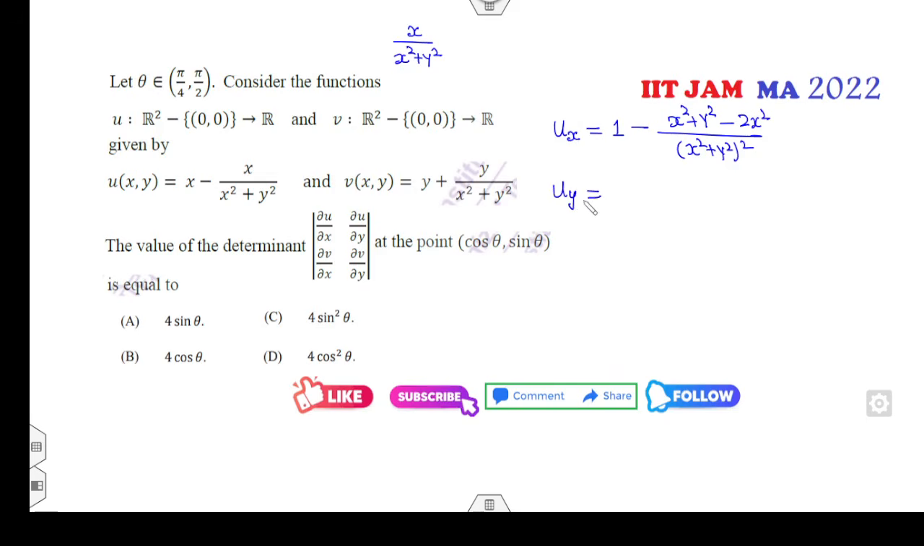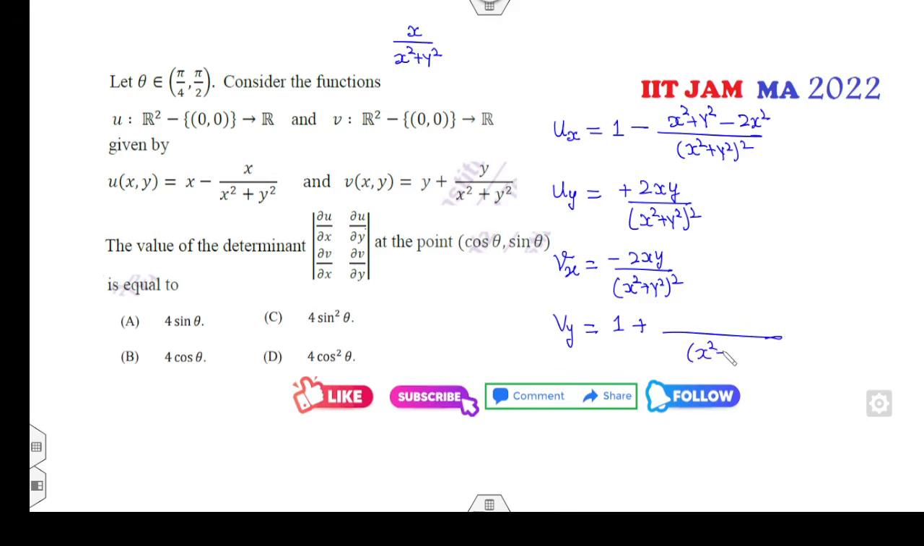Similarly, partial derivative with respect to y. So y is, first part is 0, then minus 2xy divided by x square plus y square and whole square. Similarly, v with respect to x, it's 0 minus 2xy divided by x square plus y square and whole square. Partial derivative with respect to y is 1 plus x square plus y square into 1 minus 2y square.